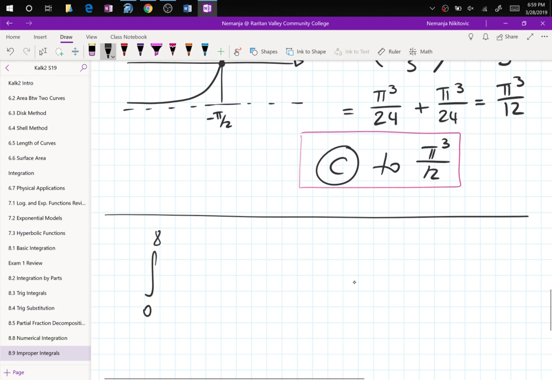Integral 0 to 8 dx divided by the cube root of x.